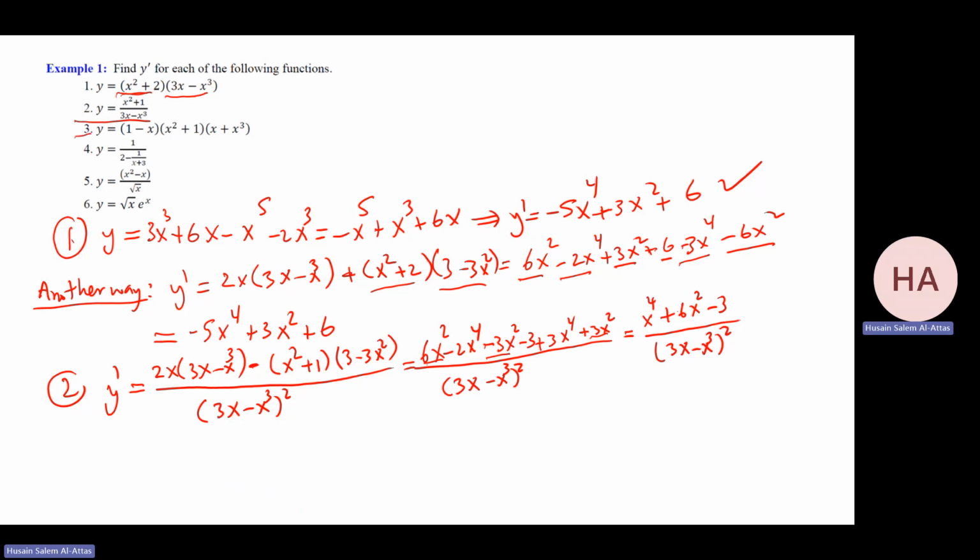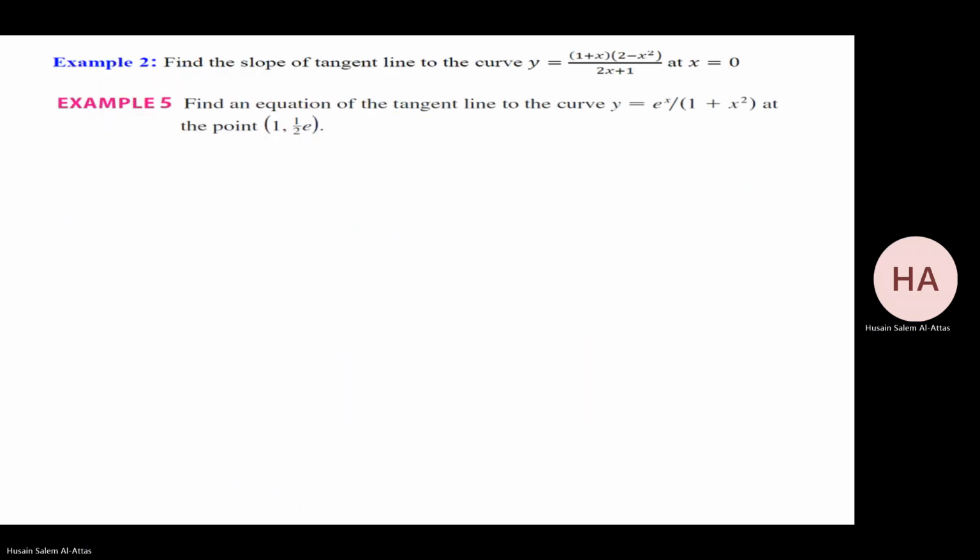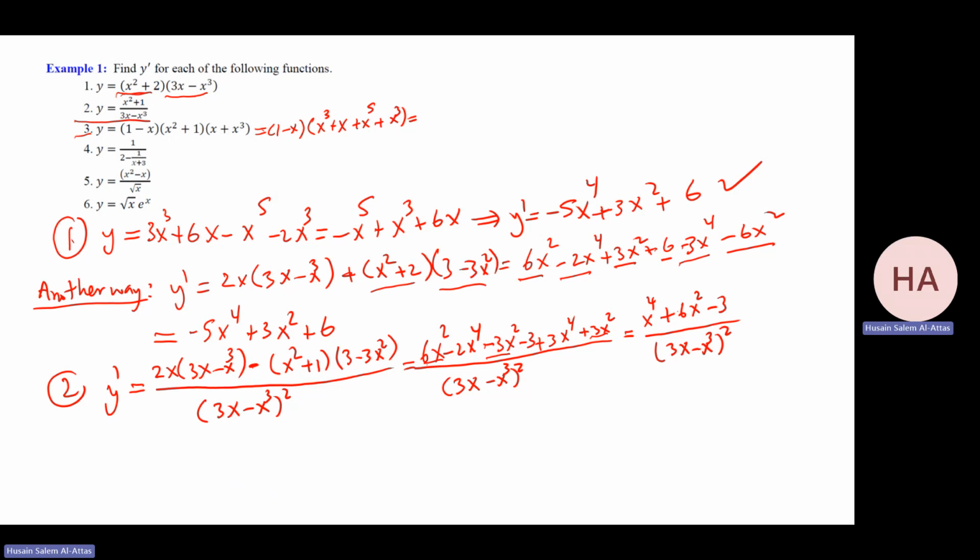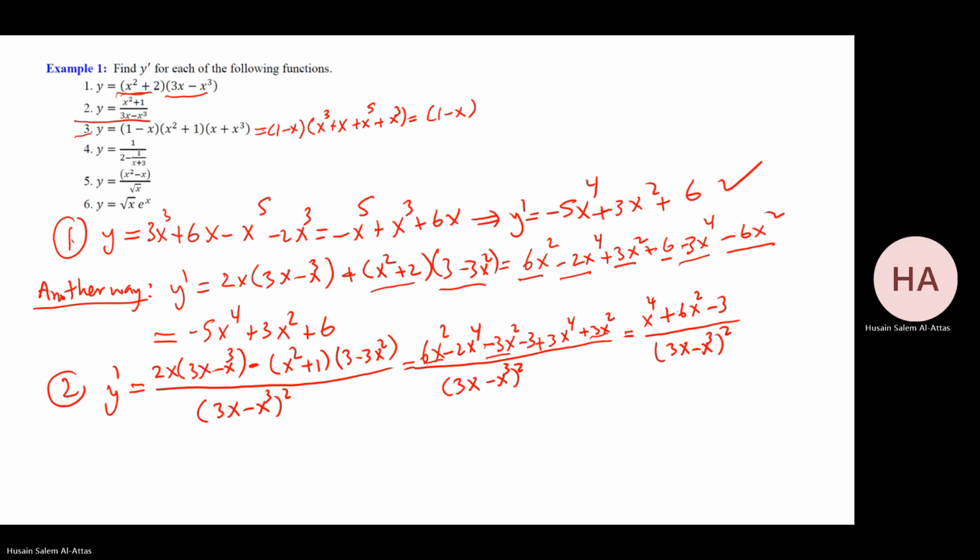Number 3, I have a product of 3 functions. So what I can do, I can simplify. Either I will do this product or I will do this product. Let me do the second one, to make this one easier. This will be 1 minus x times x cubed plus x to the power 5 plus x cubed. In other words, this is 1 minus x times x to the power 5 plus 2x cubed plus x. That's my y.